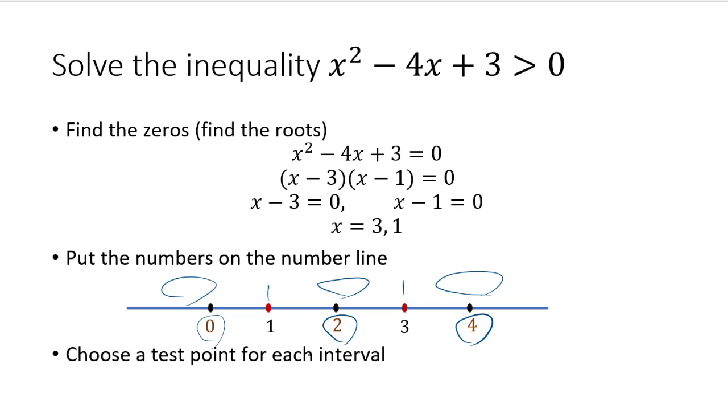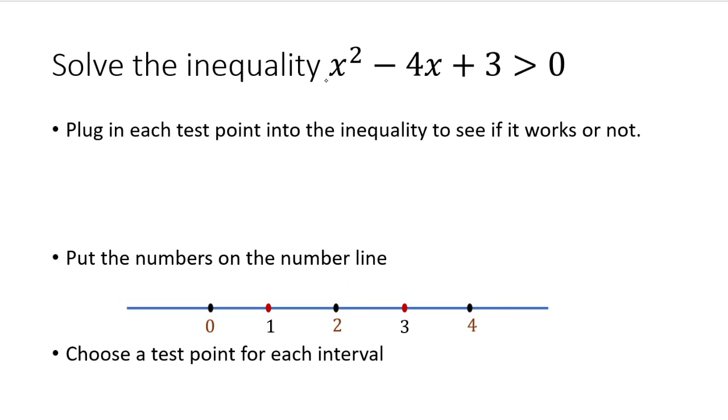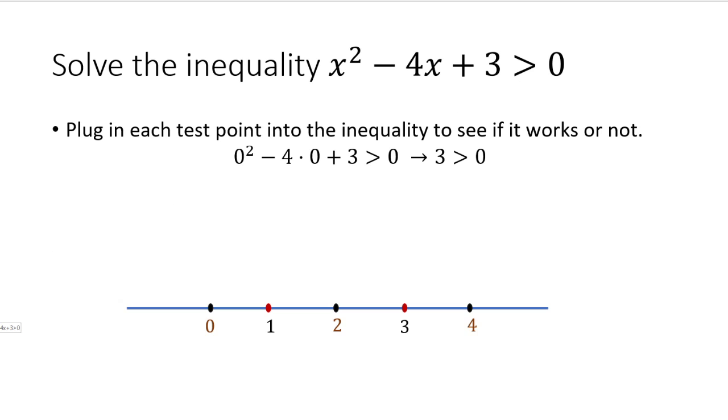And what you do is, once you pick the test points, you want to plug in these numbers into the inequality to see whether it works or not. So I plug in 0. So I'm plugging in 0 in here. And 0 squared is 0. 4 times 0 is 0. So you end up with 3 bigger than 0, which is actually true, right?